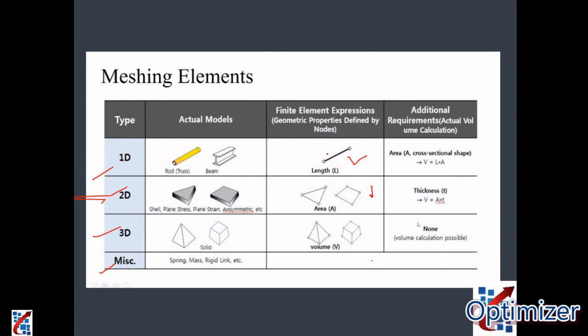Okay, in 1D, always keep in mind, you need to define the cross section. In 2D, you require to define the thickness. In 3D, you don't require to define anything. The element itself defines the total geometry of the object. Okay, so these are some meshing elements.